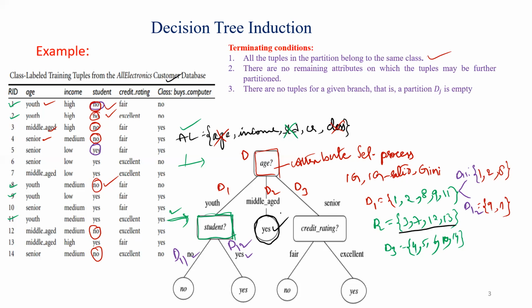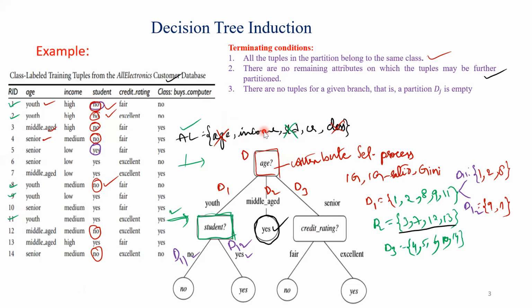What is the second condition? There are no remaining attributes on which the tuples may be further partitioned. If the attribute list is empty, since if you observe here we have removed A's, we have removed student, we have removed class, and credit rating also we have used, and we are not considering income in this example. Once the attribute list is empty, we can stop the construction of the decision tree. That is the second terminating condition.